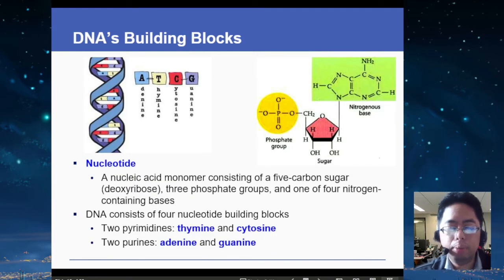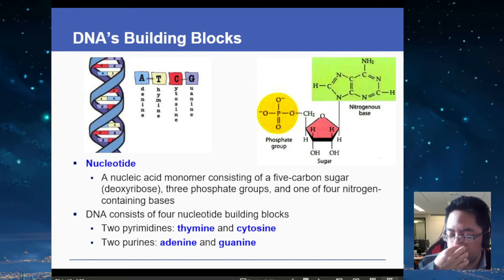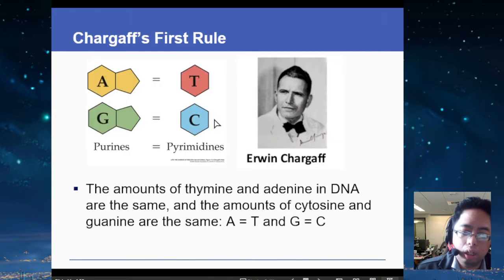Okay, now for DNA building blocks, the DNA building block is made out of nucleotides. So DNA is actually a long chain. Each one of the links of the chain is a nucleotide. And what are nucleotides? You can see this is a nucleotide. It has a nitrogenous base, sugar, and phosphate group. The phosphate group and sugar will always be the same, but the nitrogenous base can change. It can be either adenine, thymine, cytosine, or guanine.